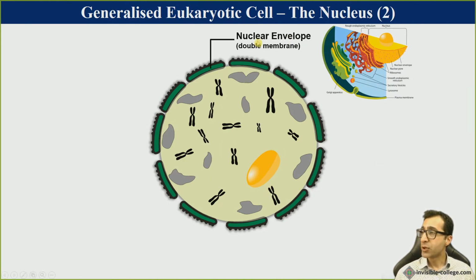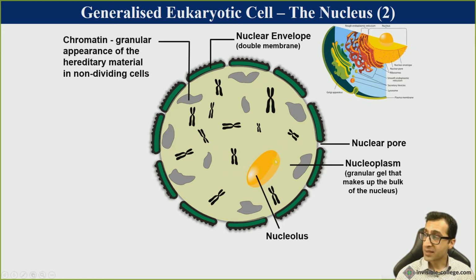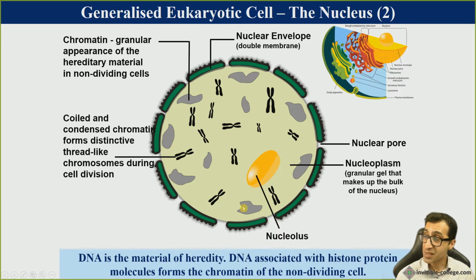So here we can see the nuclear membrane. It's a double envelope and it has these pores. The fluid inside is called the nucleoplasm, and the densest staining region within the nucleus is called the nucleolus, and this is where the majority of the chromatin can be found to be packaged.